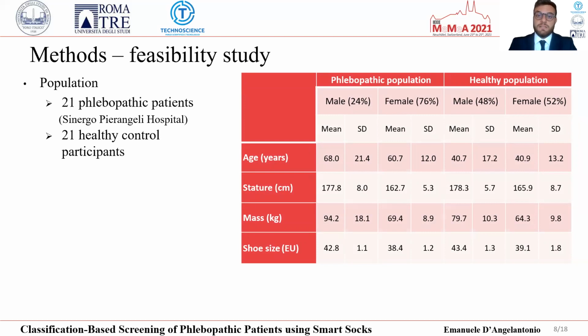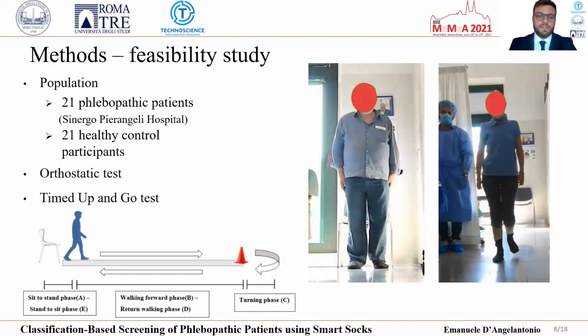The tests carried out by the population sample are two, an orthostatic test and a dynamic Timed Up and Go test. For the aims of this study, only the dynamic Timed Up and Go test was considered, and it is described in literature as a clinical model for balance and mobility assessment, and has been chosen because it evaluates different motor skills to maximize the differences between healthy subjects and patients. As it is possible to see in the figure in this slide, it is composed of five different phases that are the sit to stand, walking forward, turning, return walking, and stand to sit phases.